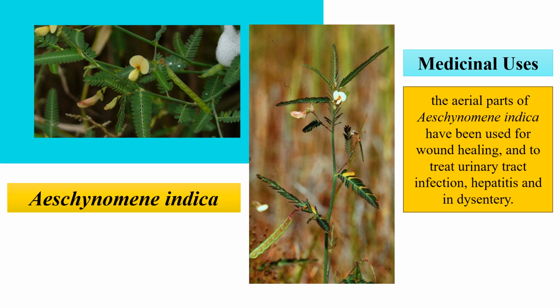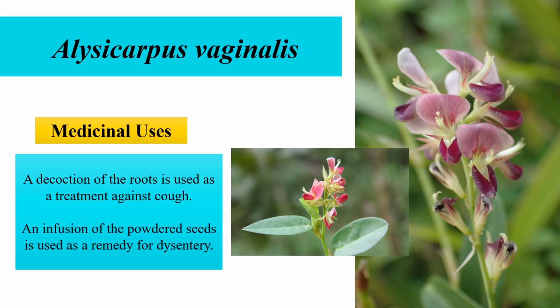In some places, the leaves are used as a leafy vegetable. You can see the flower structure. You can easily identify the family Fabaceae. The plant has medicinal uses: the aerial part of this plant has been used for wound healing and to treat urinary tract infection, hepatitis, and also dysentery.